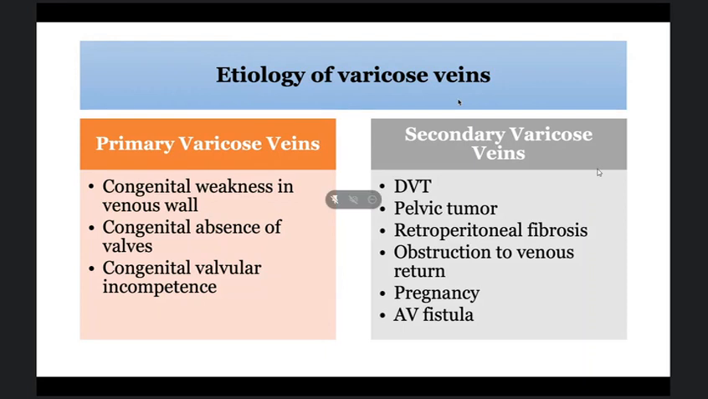The second type is secondary varicose veins. When I say secondary, that is to say there is a cause. Secondary varicose veins are mainly due to an obstruction to the deep venous system, either DVT or pelvic tumor, retroperitoneal fibrosis, obstruction of venous return, or pregnancy, or AV fistula, whether acquired or congenital.